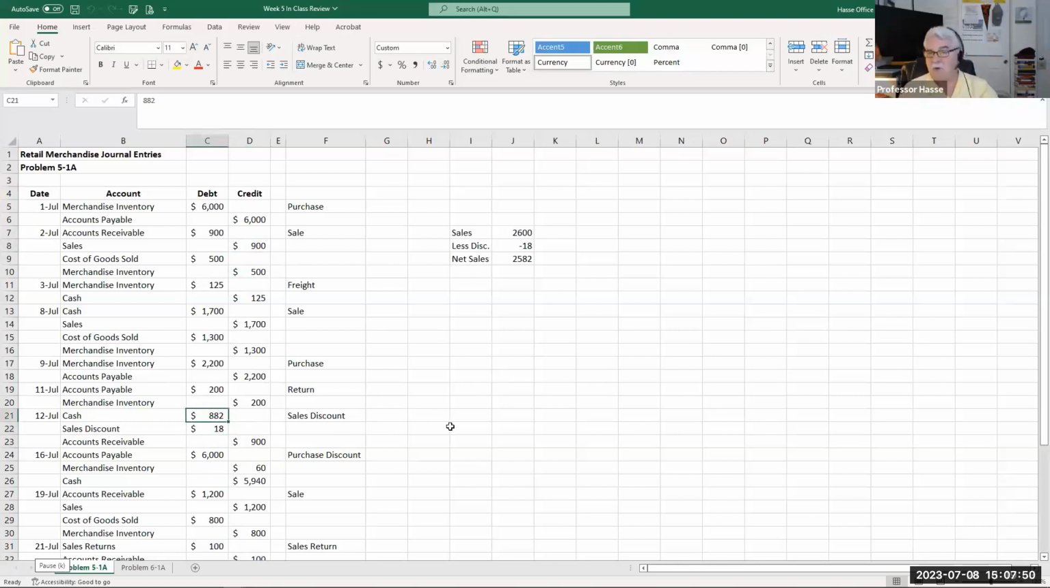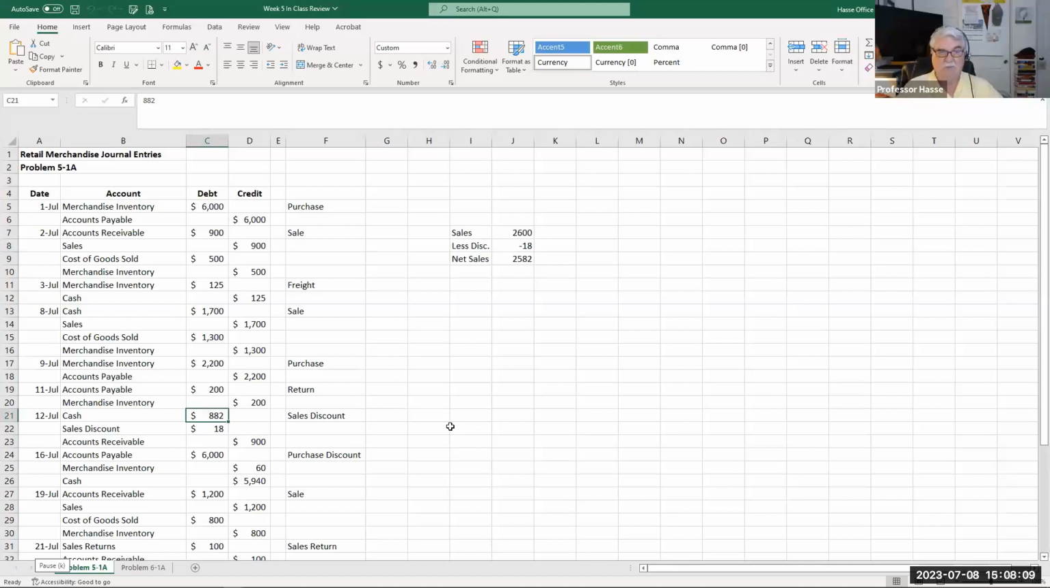And as a lot of you know, in retail, many companies give their customers discounts, encouraging them either to buy the product or encouraging them to pay quicker. And that's what's going on here.